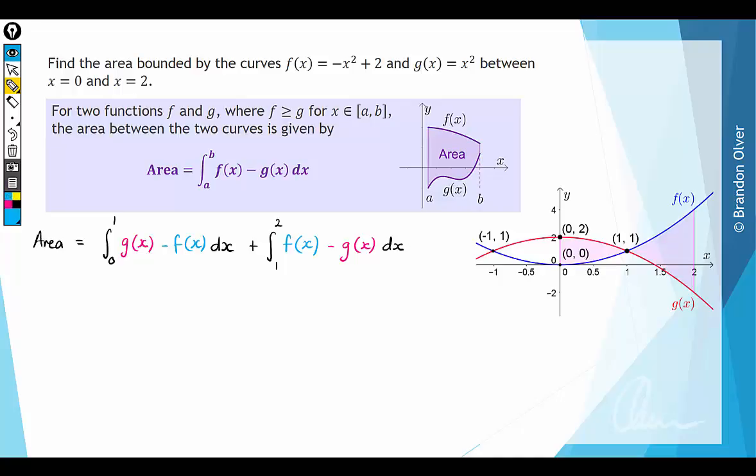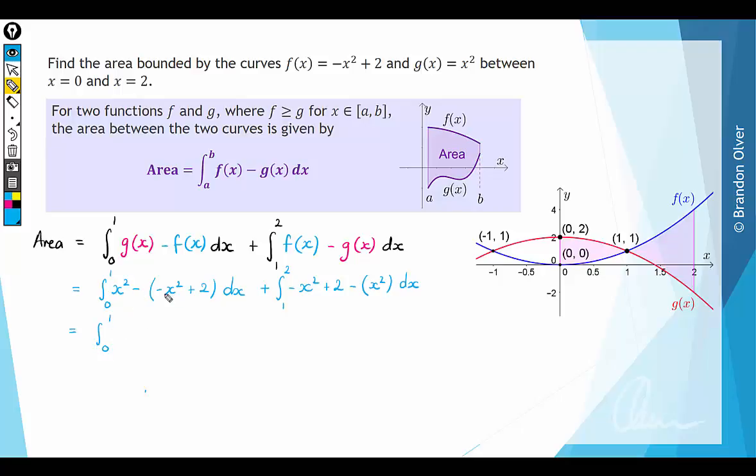So if we go ahead now and put in all the information we have, the area is going to be equal to the integral between 0 and 1, and g of x is x squared, and then we take away f of x, which is negative x squared plus 2, dx. And then we add on the integral between 1 and 2, and this time we have f of x, which is negative x squared plus 2, subtract g of x, which is just x squared, with respect to x.